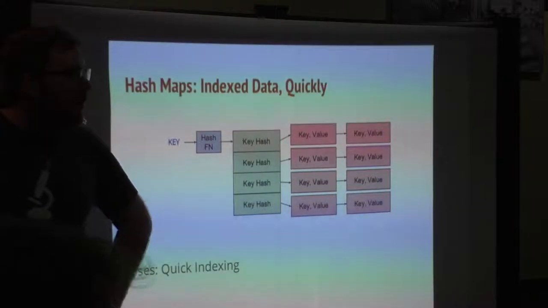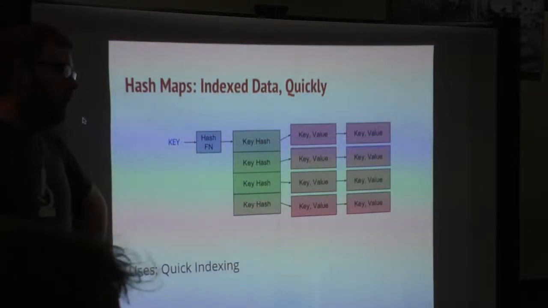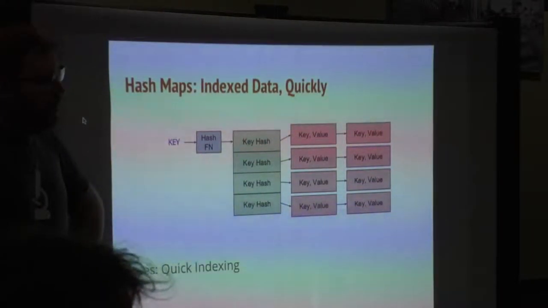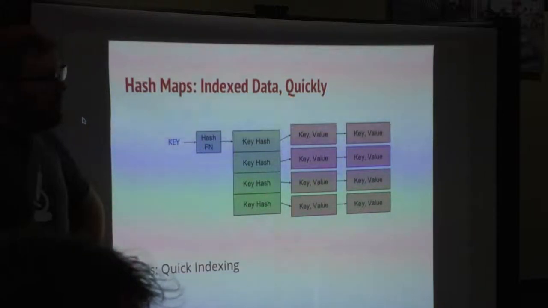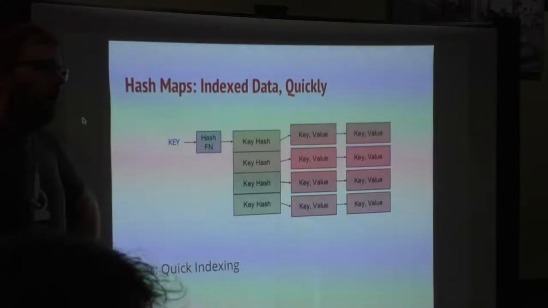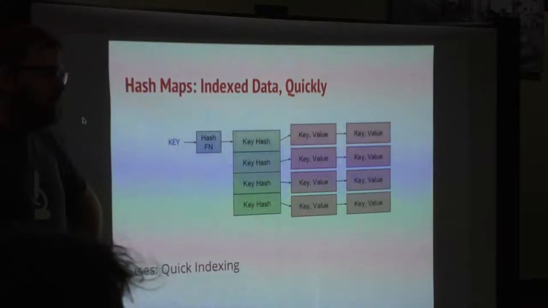Your hash can be something really simple, like just adding the ASCII value of every letter in your key, or XORing it. It's a digest of some sort. Or adding them up to be a 32-bit integer or something like that. You're going to have duplicates.